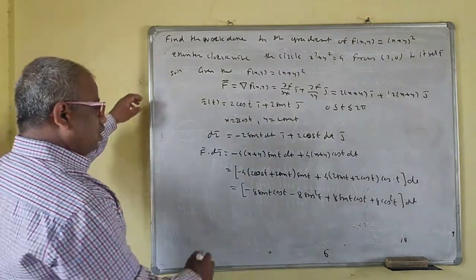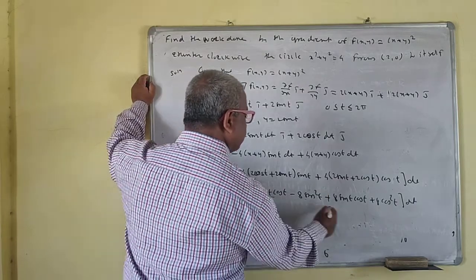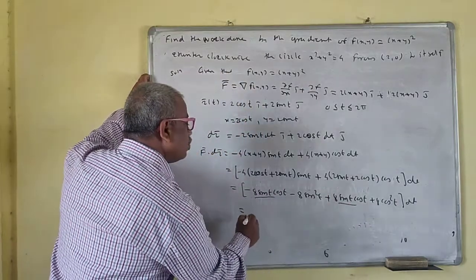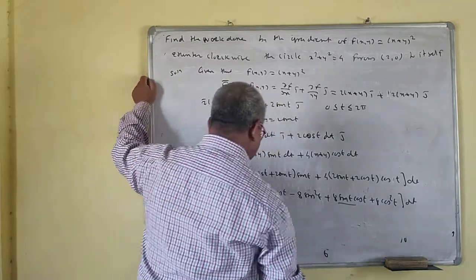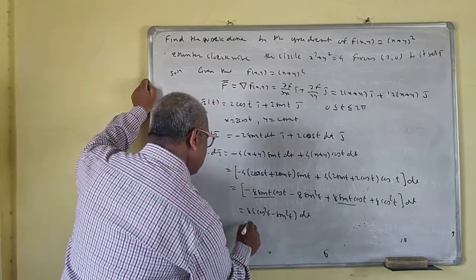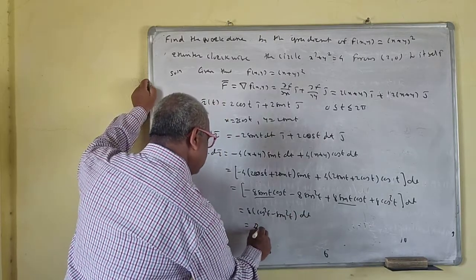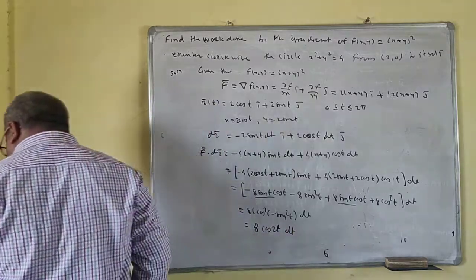Now this is equal to what? This get cancelled. Now this is 8 times (cos square t minus sin square t) dt. Okay, so this is 8 cos 2t dt.